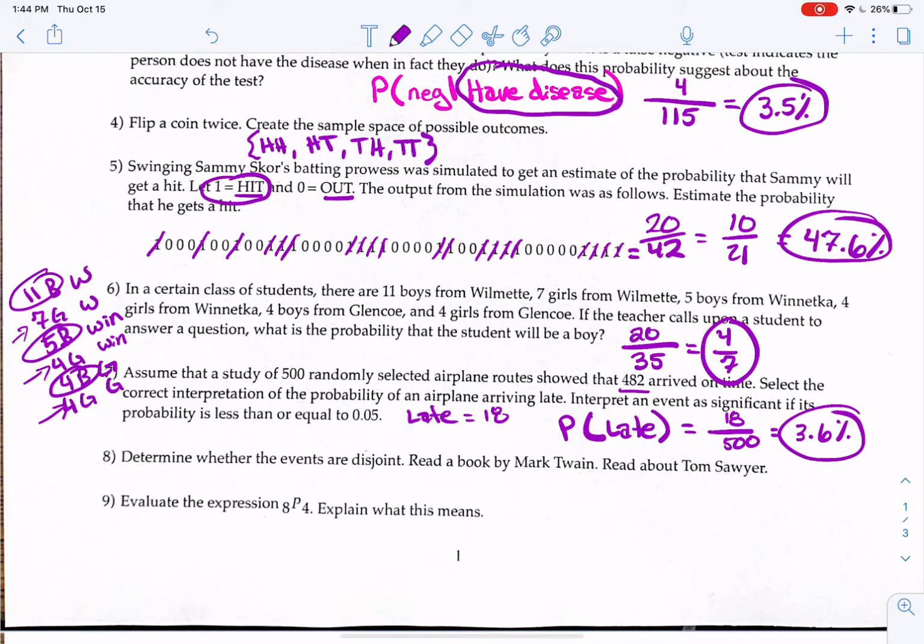Interpret an event as significant if the probability is less than or equal to 0.05. Okay, so how do we interpret this if we have 3.6% of our airlines arriving late? Significant if it is less than or equal to 0.05. I'm trying to think of the words that we would use. It does not have a significant number of late planes, I would say, because it's less than or equal to 0.05.